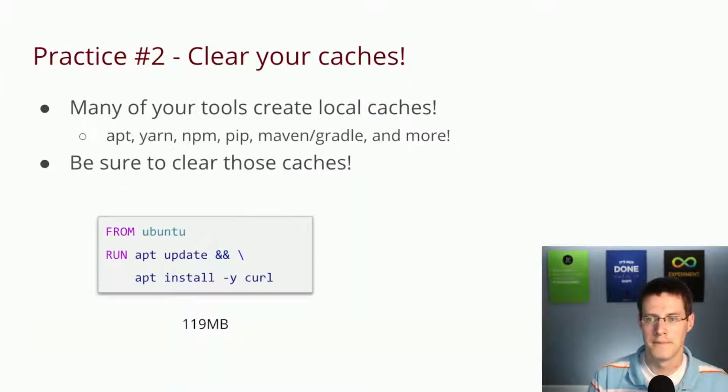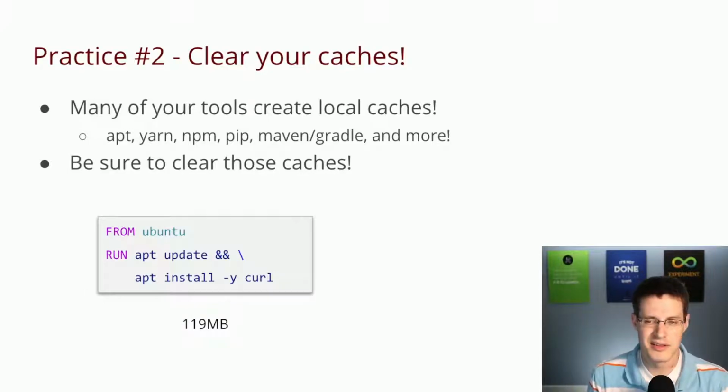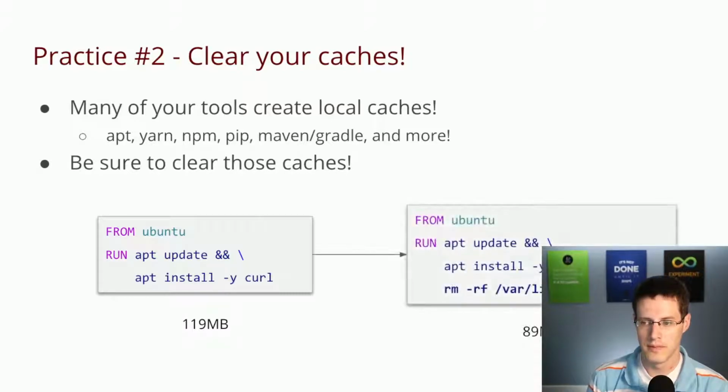Okay, so practice 2, clear your caches. Many of our tools create local caches, and I think again this is a pretty commonly known one. APT is a big example of this. I do an APT update because the Ubuntu images don't have the package registry indexes in the container image, so I need to do an update to go fetch those indexes, and then I install something.